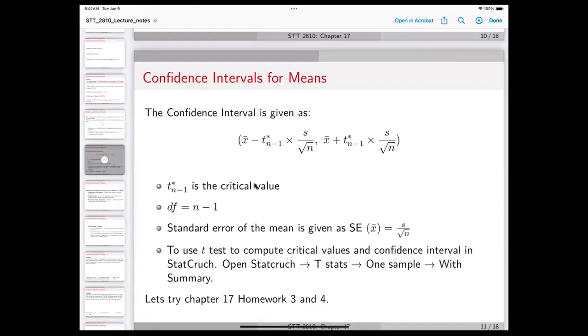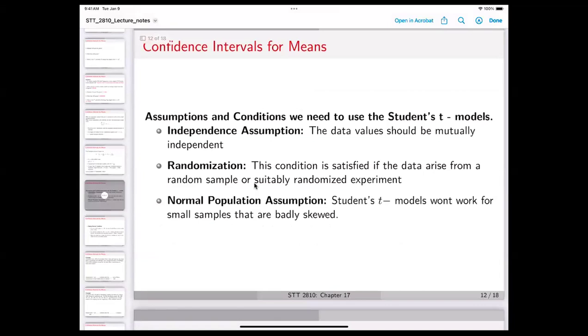In addition to not having the population standard deviation, there are some assumptions and conditions that you also need to know to use the t-test. But the main thing that differentiates the z-test from the t-test is you need to ask yourself, is the population standard deviation given? If it's not, then you should know that you are leaning towards the t-test. The other conditions include the independence assumption, which means that the data values should be mutually independent.